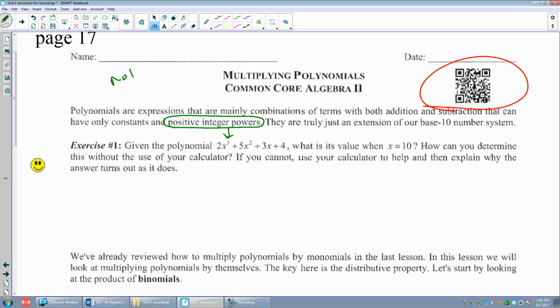So not a polynomial would be something like 3x to the negative 4, also known as 3 over x to the 4th. Got it? Okay, they're usually just an extension of our base 10 number system.